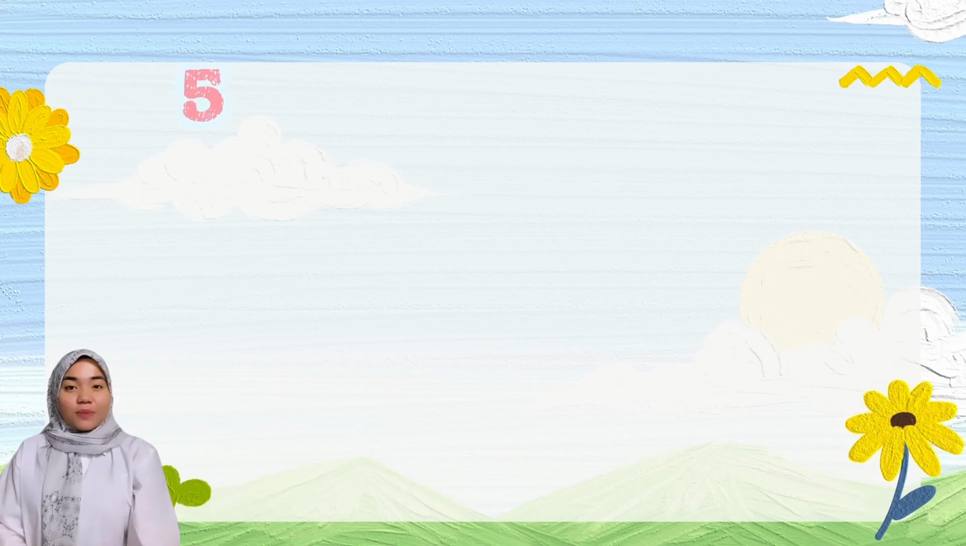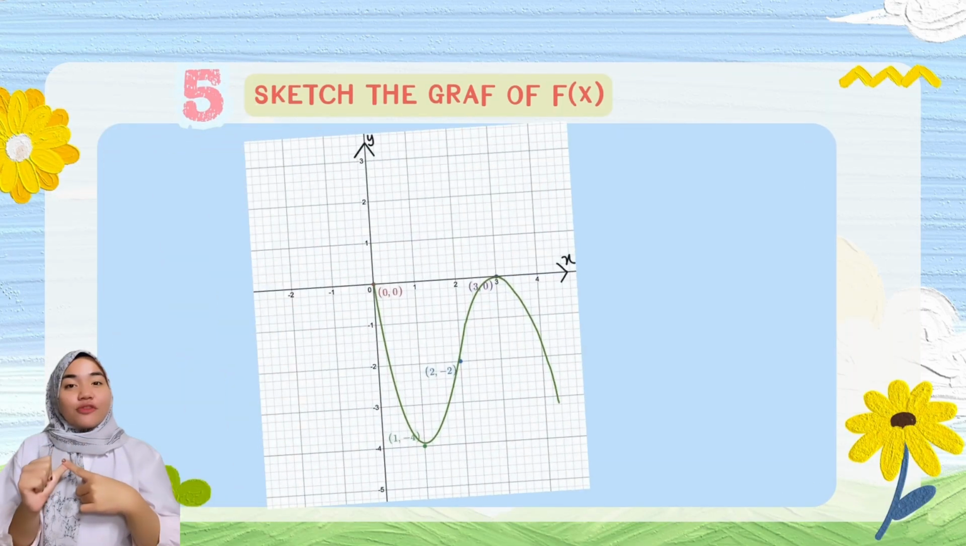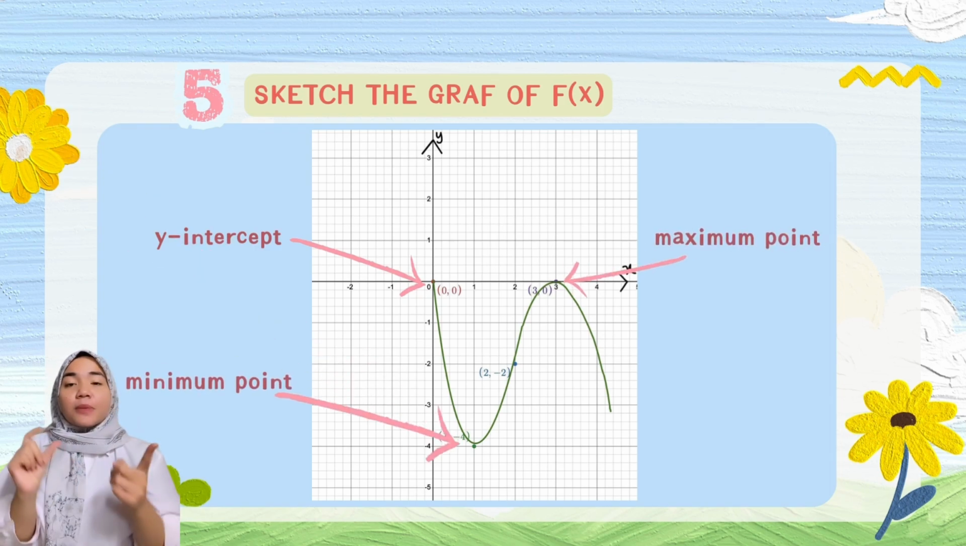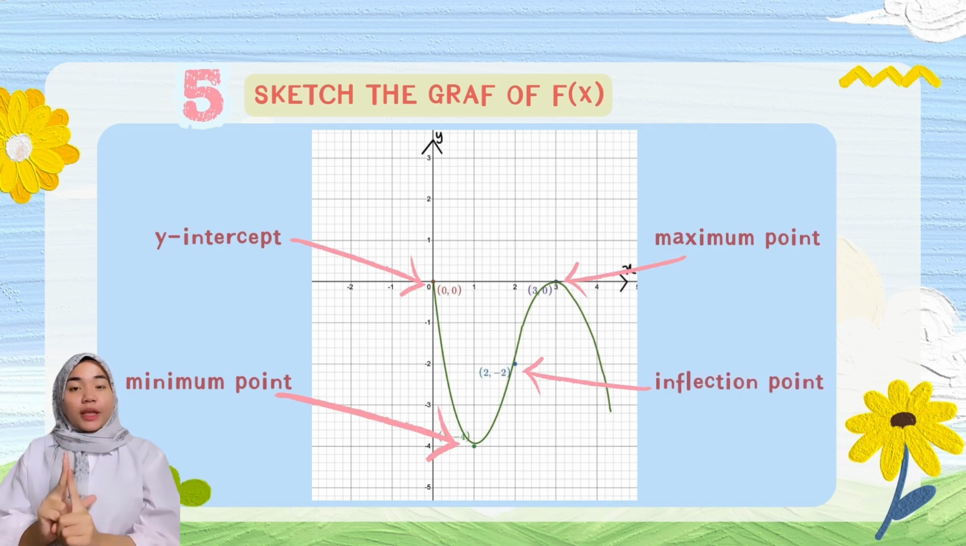In the last step, you need to sketch the graph of the function. First of all, you need to label the coordinates of the y-intercept, minimum point, maximum point, and also the inflection point, and you will get the graph.